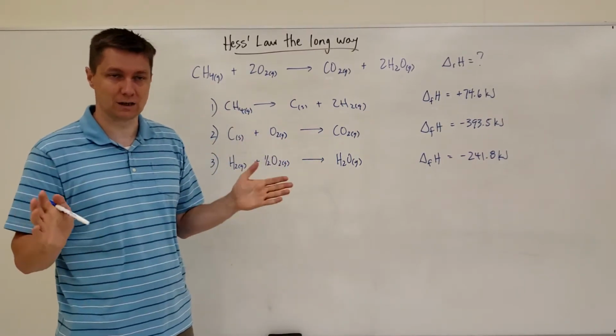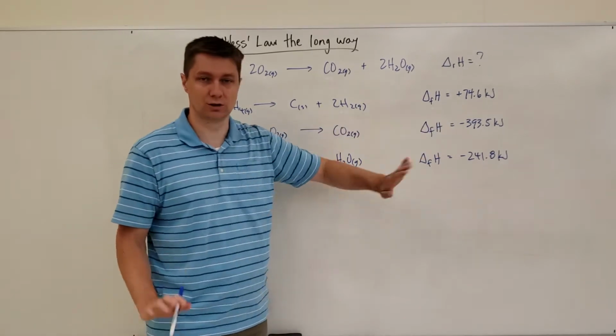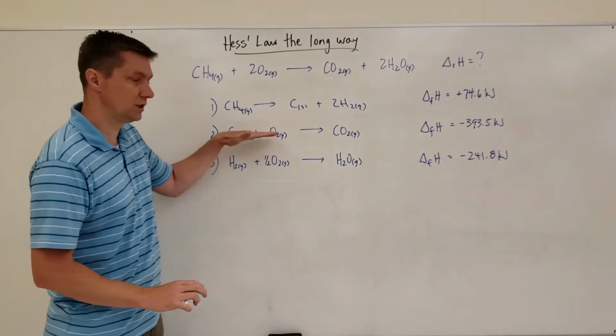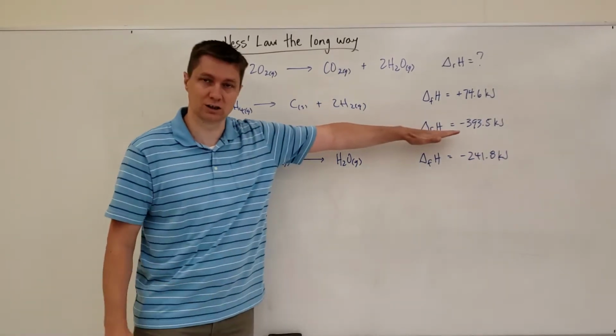I can leave it as is, and that delta H is good, negative 393.5 kilojoules. If I don't change anything in this reaction, I don't need to change anything with the delta H.